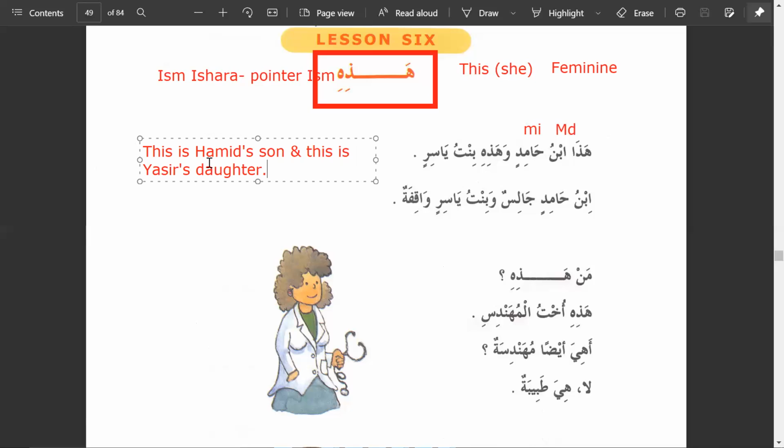The moment you saw Bintu and you know the meaning that it's a daughter, what did you think? In your mind, is it masculine or feminine? It's feminine. Yes, because daughter is feminine and son is masculine. So naturally, you know Bintu is feminine and Hazihi is also feminine pointer ism. That's why they are coming together. Okay. Now next sentence.